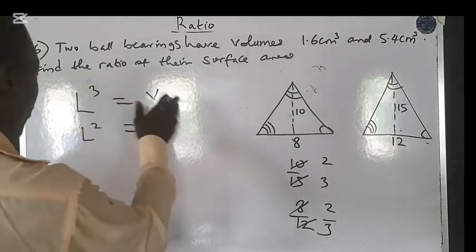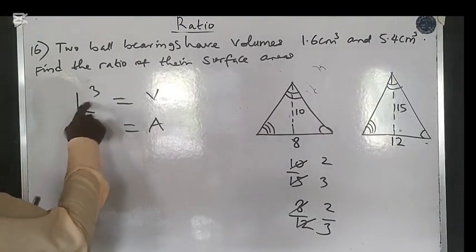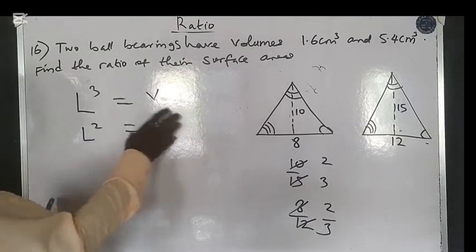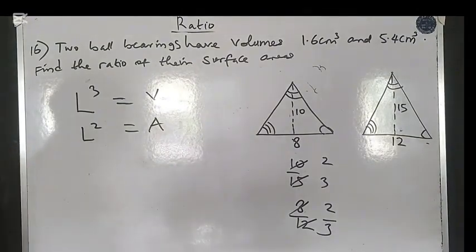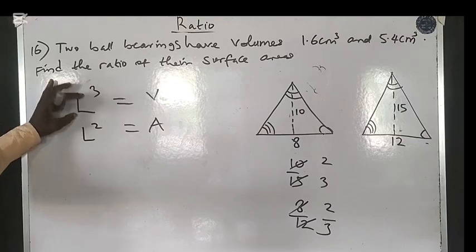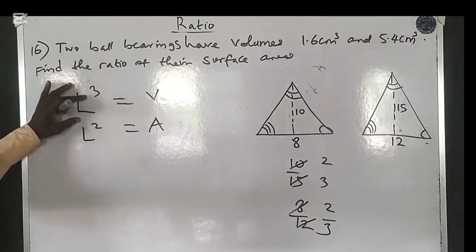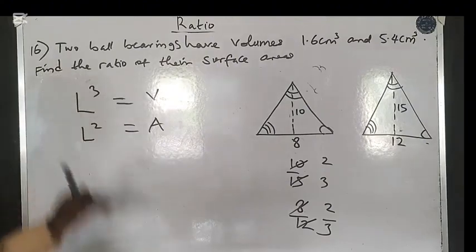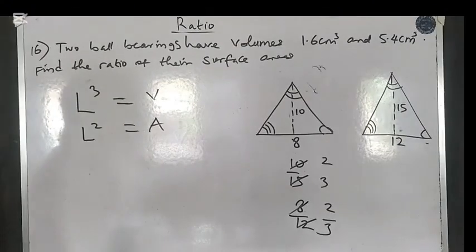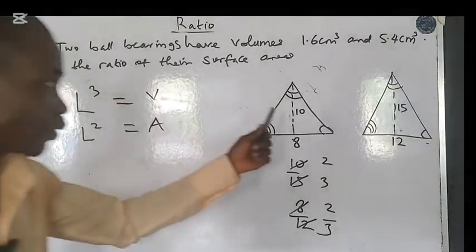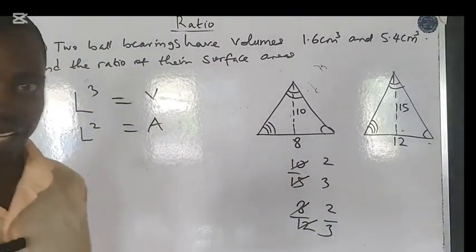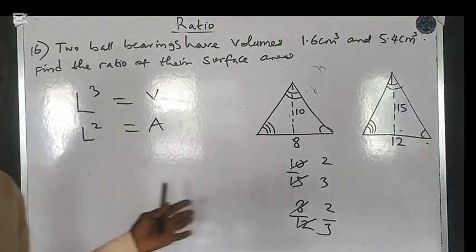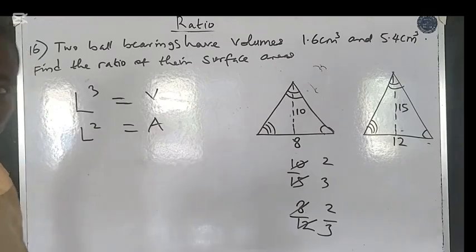And the formula that connects linear ratio and volume is this: L cubed equals the volume ratio, L squared equals the area ratio, where L stands for the linear ratio. Sometimes they use N to represent L, and sometimes they use K. K makes sense because K is constant. The linear ratio is constant, whether it is the ratio of the height or of the base. So they use K and they can use N. Let's just use L, meaning linear ratio, the ratio of the corresponding lengths.